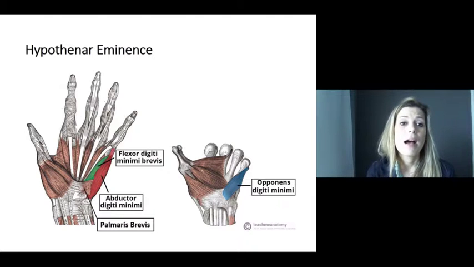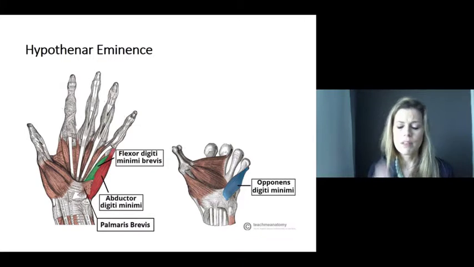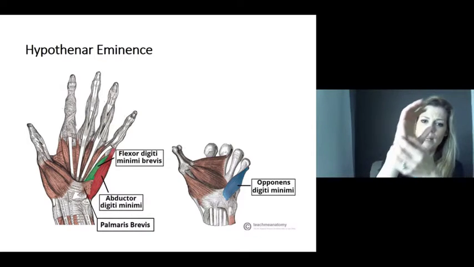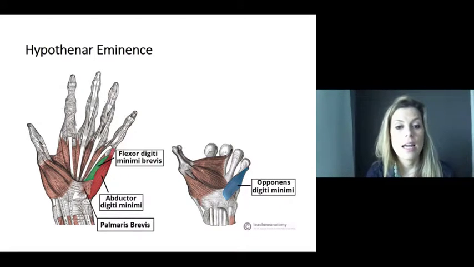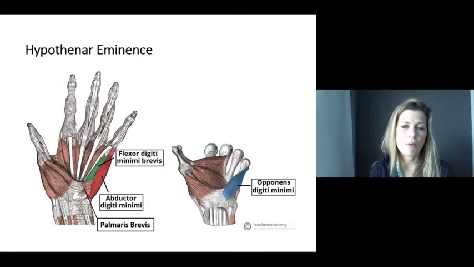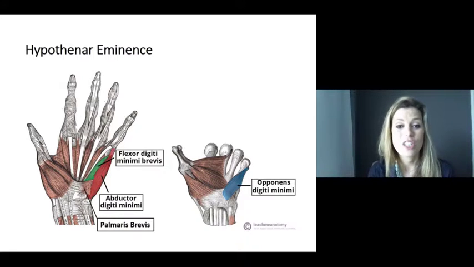Now let's talk about the hypothenar eminence. With the hypothenar eminence, these are the muscles over on the ulnar aspect of the hand here. And we've got a few different muscles to talk about. We've got the flexor digiti minimi. On this slide it says brevis. Typically it's not referred to as a brevis in text because there is no longus. It's just referred to as flexor digiti minimi.